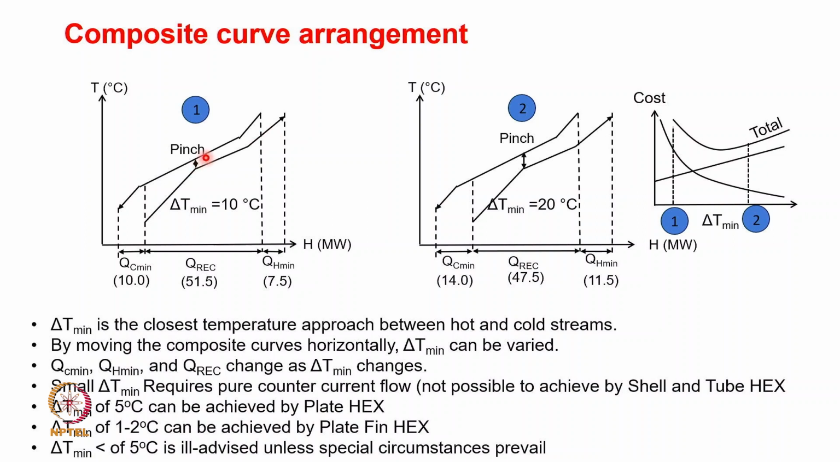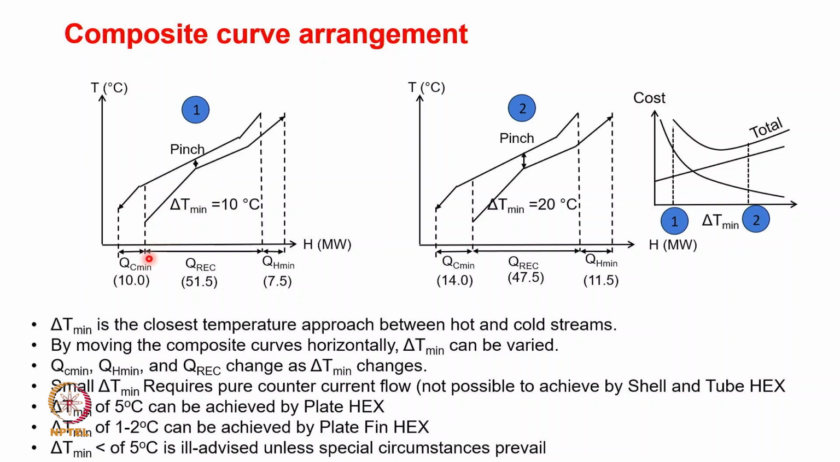The point at which they are maximally close to each other is where you find the delta T minimum. Everywhere you have the delta T, and the point where the curves come closest is where we have the minimum delta T. This particular point is called the pinch point, and we will see that later in a little more detail, how to use this pinch point.